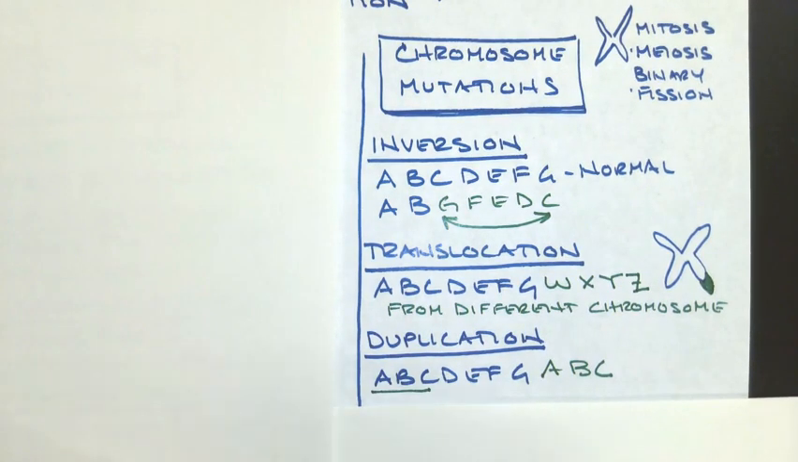Duplication is when we have part of a couple of genes that are duplicated. So in this case, you can see A, B, C, D, E, F, G, and then the A, B, C is duplicated again on the end.